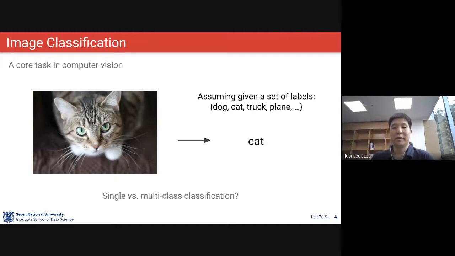This task may be further classified into single versus multi-class classification. If we deal with cases where there are multiple objects in the image, and we'd like to classify that this photo is about a cat and a dog, or this is a building and a plane or something like that, that is the multi-label or multi-class classification task. But for simplicity, we are going to start with single-class classification at the beginning.